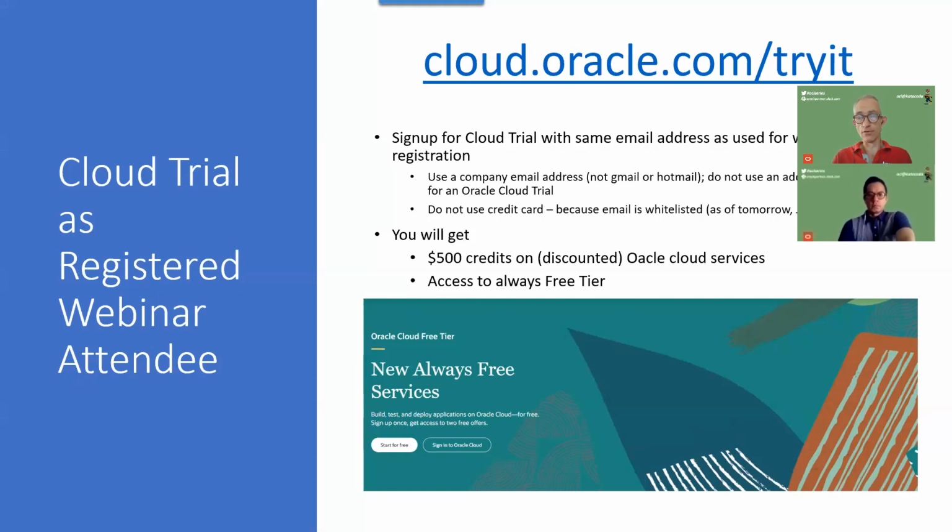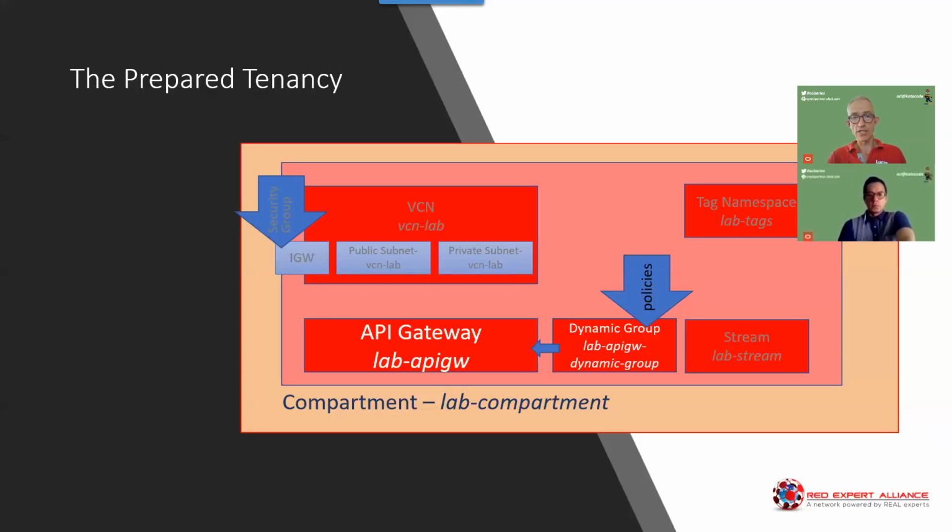And then finally, after running the preparation scenario, this is what your prepared tenancy should look like. And the elements that we are specifically going to be using today, in addition to the VCN and the public subnet, are the API gateway that has been already set up after you've done the preparation, this dynamic group, and of course the lab compartment inside of which everything takes place.